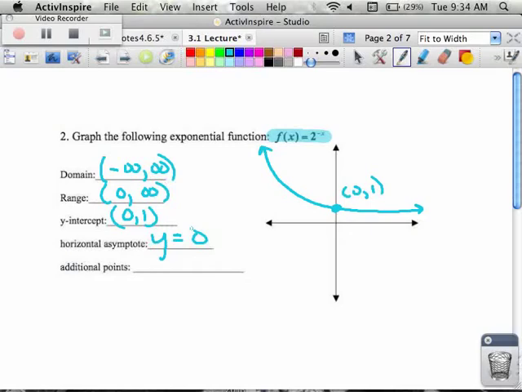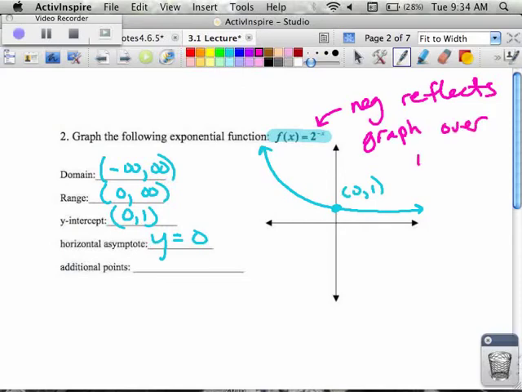You probably should write a note. The negative reflects graph over y-axis.